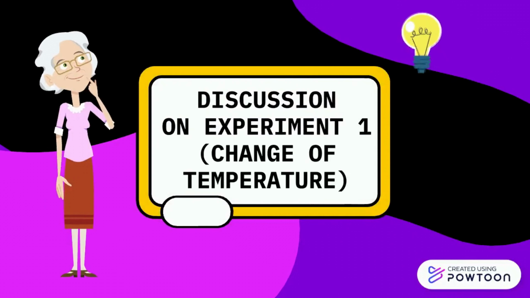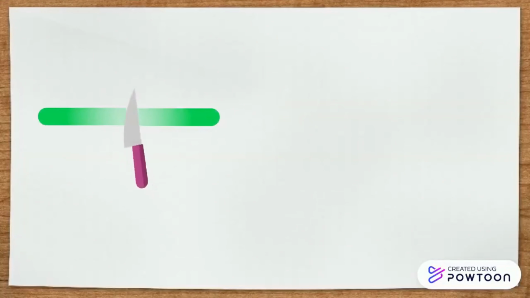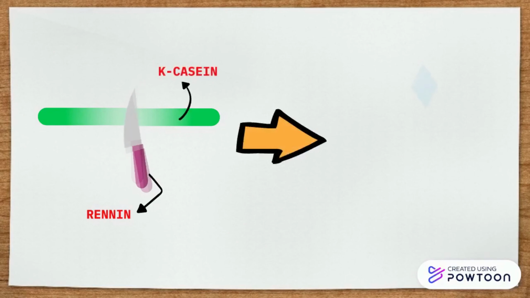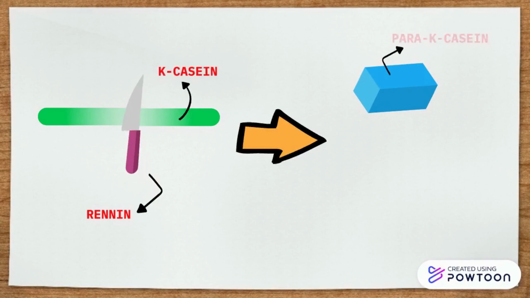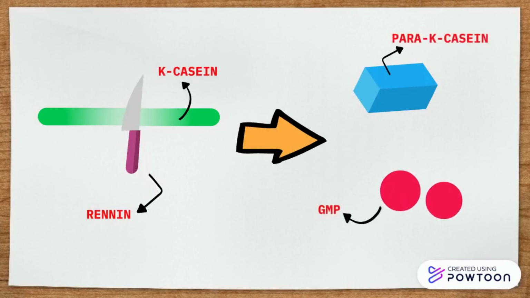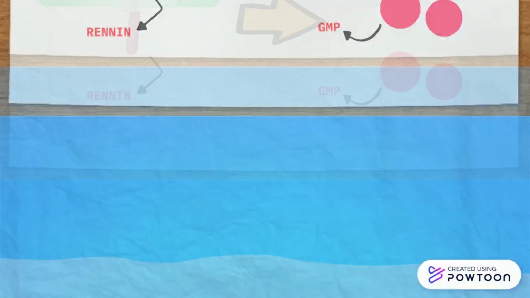Discussion. As we said before, renin breaks down K-casein into para-K-casein and a small molecule, glycomacropeptide (GMP). This happens because the hydrophobic casein micelles, which contain the K-casein, have a tendency to aggregate, but they do not, due to the presence of glycomacropeptide and the negative charge on the micelles.